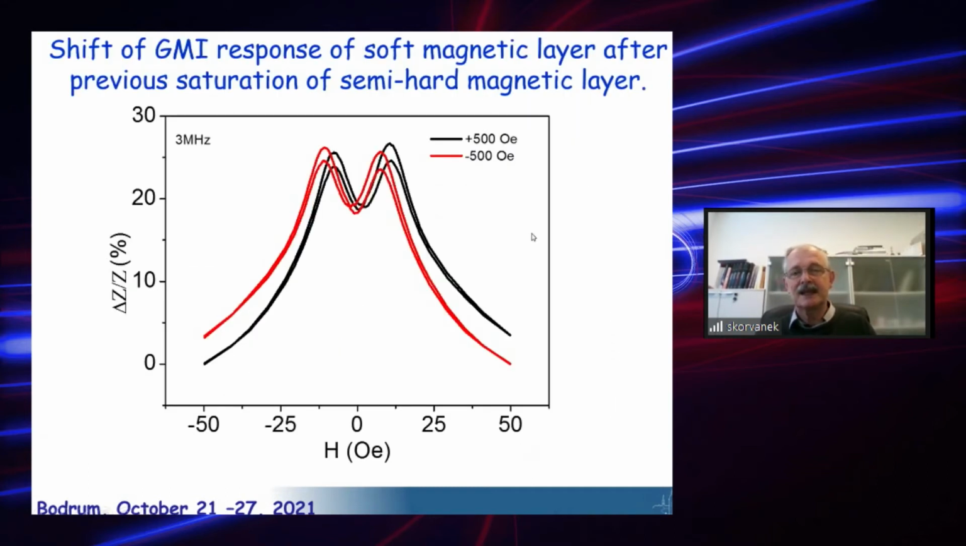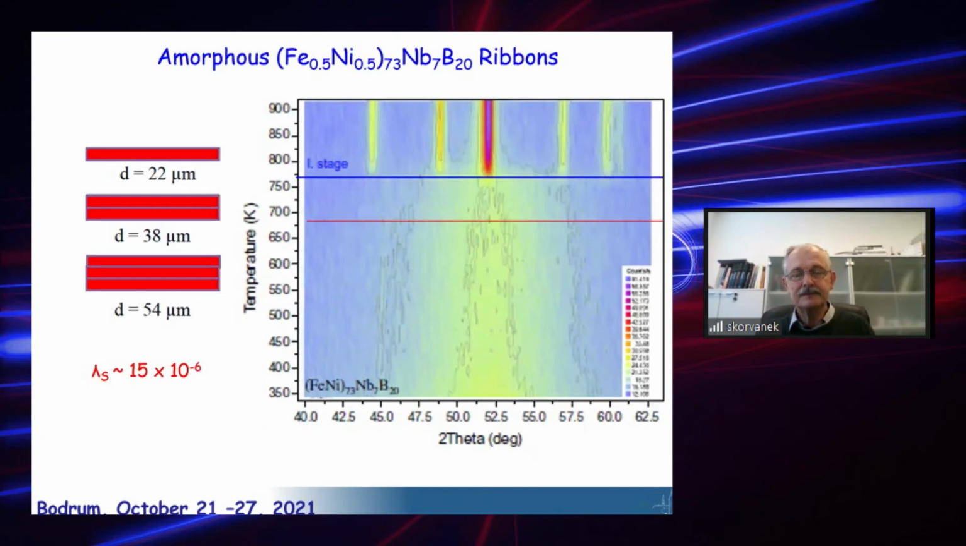And this can be used for tuning the position of GMI ratio curves in both directions. So if we apply a field of 500 Oersted in the positive direction, it is shifted to positive. If we apply it in the negative way, it is shifted to negative. So in this way we can apply some kind of bias field also to these magnetoimpedance curves.